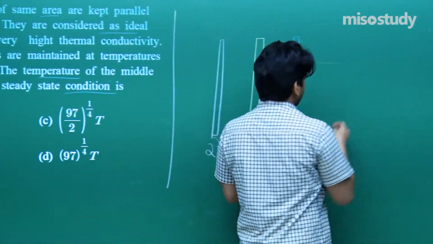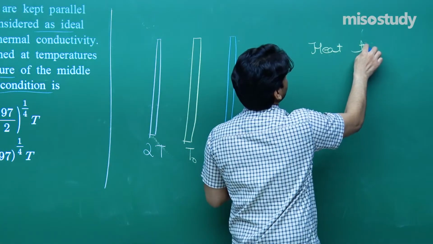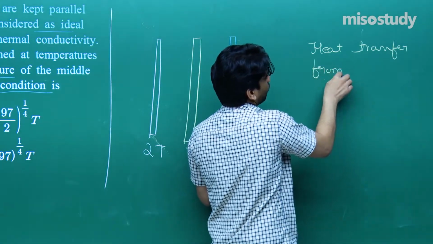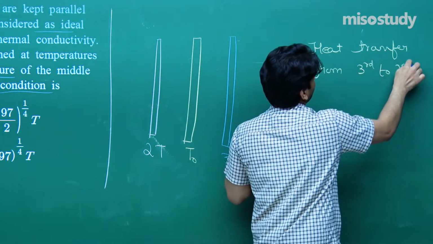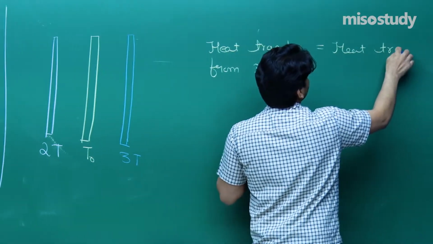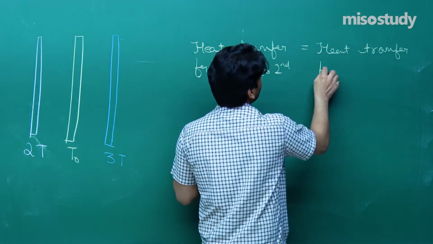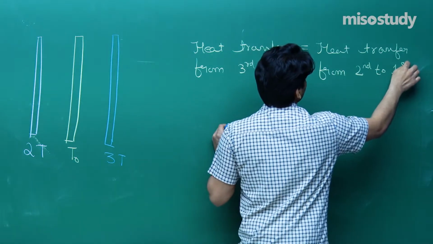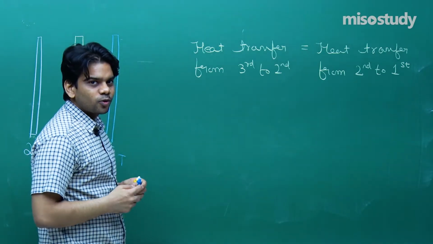Now we all know that heat transfer from 3T to the middle plate, heat transfer from third to second, will be equal to heat transfer from second to first. Under steady state condition, this will be valid. Now apply this. We all know that sigma A T to the power 4 you have to apply.